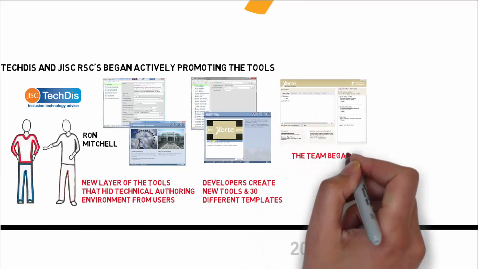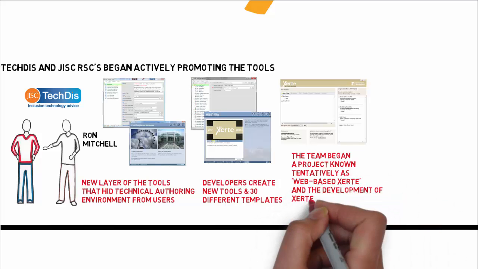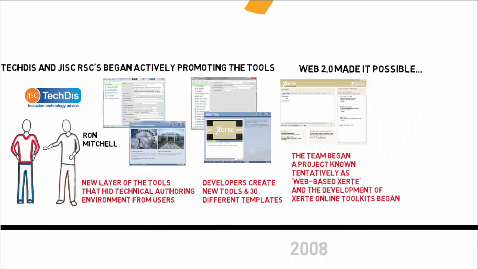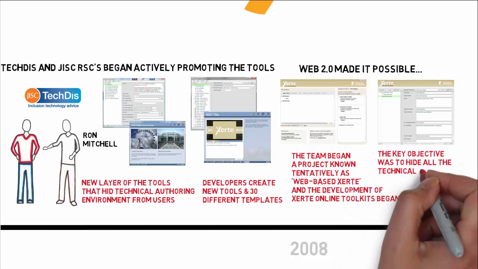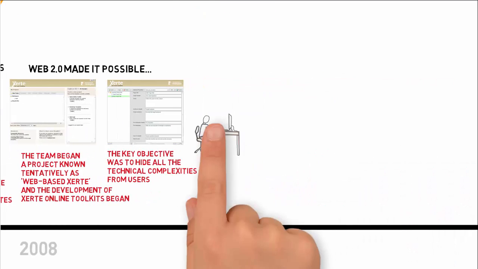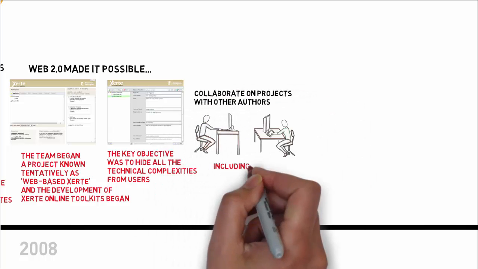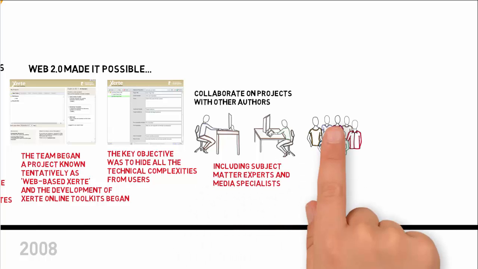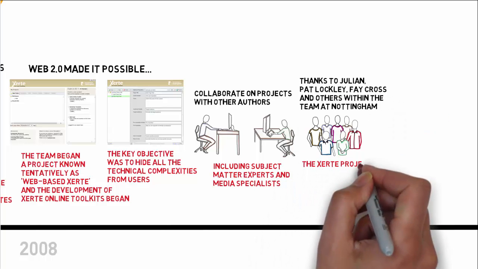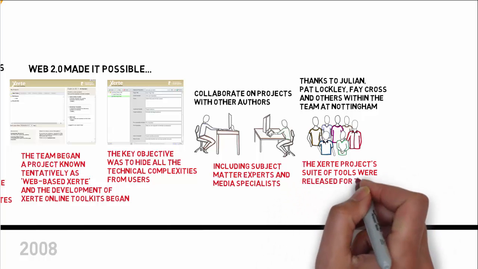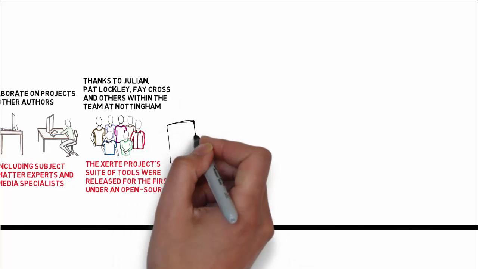In January 2008, the team began a project known tentatively as Web-based Xerte, and the development of Xerte Online Toolkits began. Web 2 technologies made it possible to do things that would have been very difficult just a few years beforehand. The key objective was to hide all the technical complexities from users, who could then develop content just via a web browser and collaborate on projects with other authors, including subject matter experts and media specialists. Thanks to Julian, Pat Lockley, Faye Cross and others within the team at Nottingham, in July 2008, the Xerte project suite of tools were released for the first time under an open source license and made available to the wider community of users and developers.